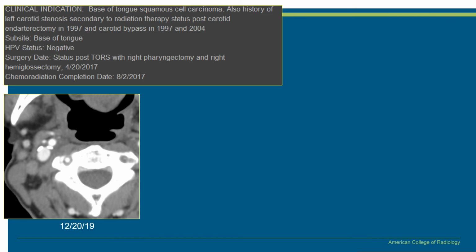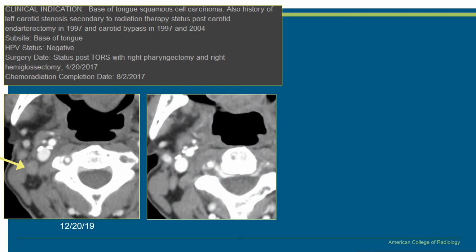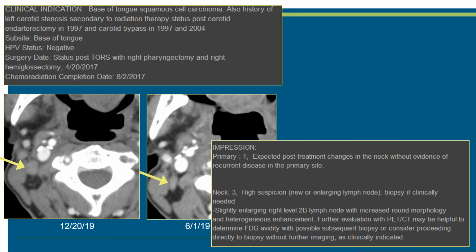This next patient, I'm including our clinical indications section of our template to show how we give the background. We also include HPV status, surgery date, and chemoradiation. So this information carries forward through each case that we assess. And in this case, the patient had been treated over 2 years prior for an oropharyngeal primary with CRT, and then develops this right 2B lymph node that's heterogeneously enhancing. It was too round. It had clearly enlarged compared to the prior. And you can see that this was read as a 3, high suspicion.